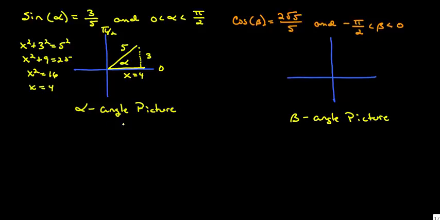So here's what I'm going to get off the alpha angle picture. I'm going to grab the sine, cosine, and tangent values. So the sine of the angle is equal to 3/5. The cosine of the angle is equal to 4/5. And the tangent of the angle is equal to the opposite over the adjacent, which is 3/4. So opposite 3, adjacent 4.